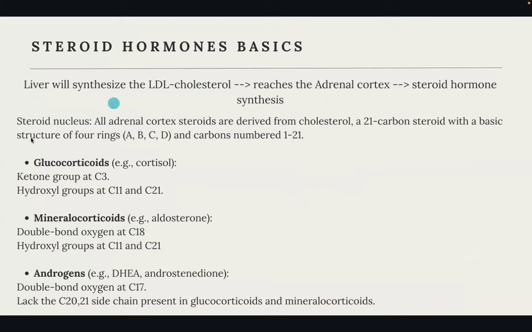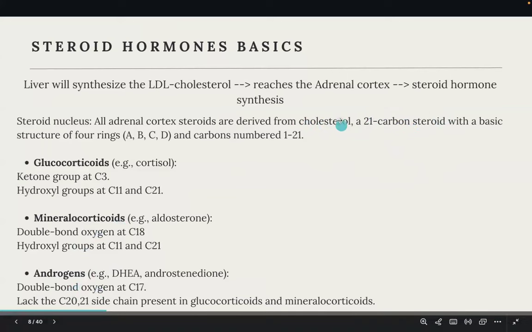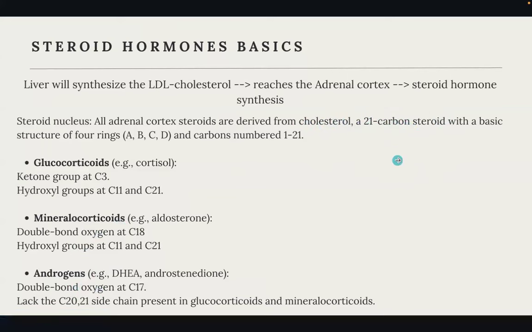And steroid nucleus, this is basically what we've already mentioned, is that all of the cortical hormones or adrenal cortex hormones are going to be made from cholesterol. And what structure do we retain from that cholesterol? The four rings. And all of them lose the side chain. Why? Because all of them undergo cholesterol desmolase to cleave that side chain. Now, all of them also retain the 21 carbon steroid structure except androgens. Androgens do not have a 21 carbon skeleton. They lose the C20 and C21 during their synthesis, and we will be discussing that.